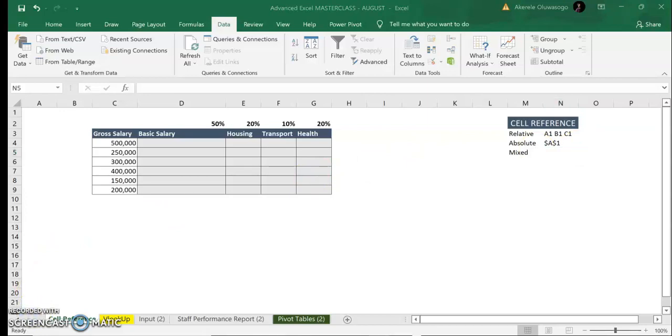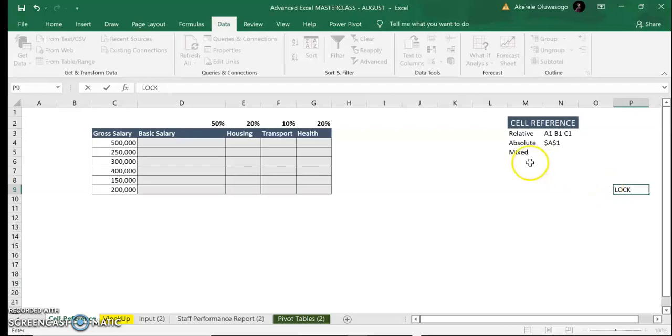So it becomes absolute. When you hear the word lock in Excel, it means change from relative to what? Absolute. That's what it means. Change from relative to absolute.